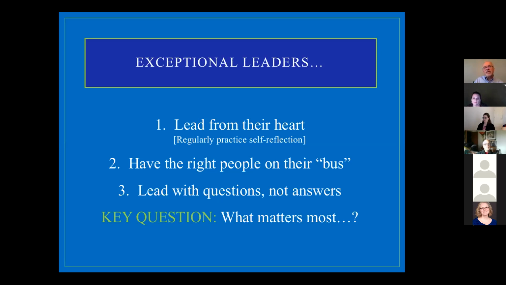And this is the duty of care and loyalty: they bring that loyalty back to the boardroom, and they are a voice for those people in the boardroom. And that really is what we're in the business of, being a voice, being a resource, being a champion for those folks that we serve. The second thing exceptional leaders do is they have the right people on their bus, from Jim Collins, From Good to Great.